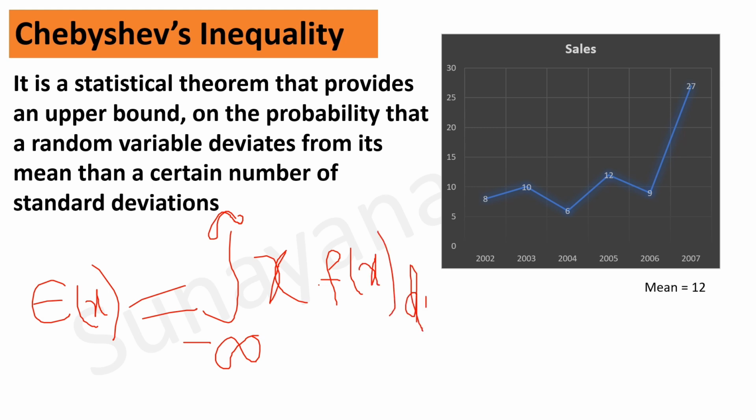Now in this, minus infinity is called the lower bound and plus infinity is the upper bound. So this inequality is going to provide this upper bound. On which is it going to provide the upper bound? On the probability that a random variable deviates from its mean by more than a certain number of standard deviations. You are all familiar with the random variable, right? So now let us see what a standard deviation is.